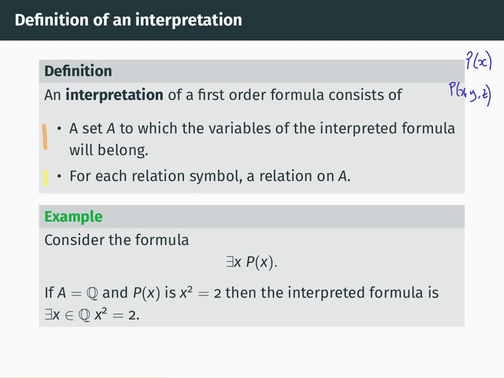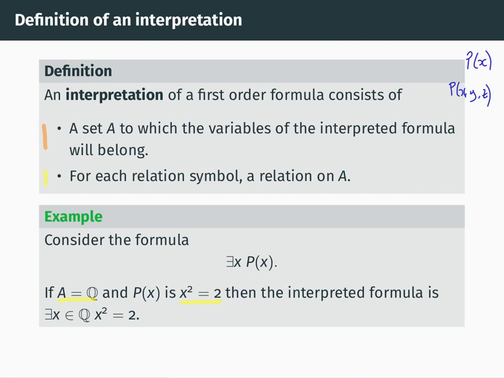Let's look at an example then of an interpretation. So consider the first-order formula exists x, P of x. And again, the interpretation of a relation with just one input is a statement about a thing x which might be true or false. So an interpretation for this first-order formula consists of a set where the variable x has to come from. So we might take the set to be the rational numbers Q, and an interpretation for the relation P might be P of x is the statement x squared equals 2. So that's a statement which might be true or false about a particular thing x.